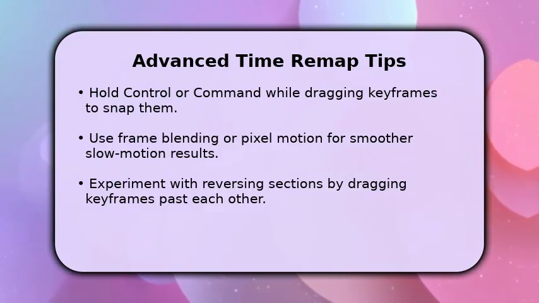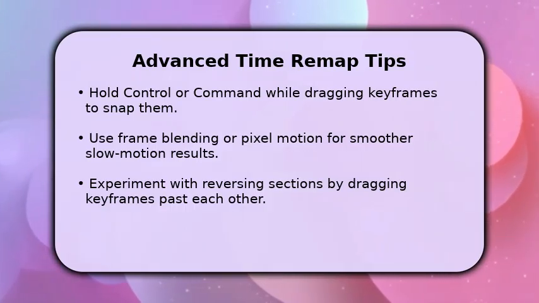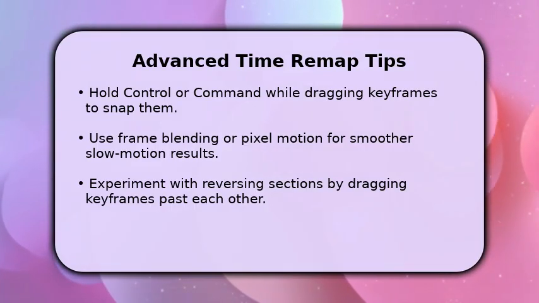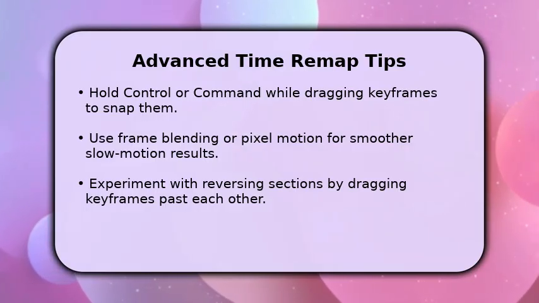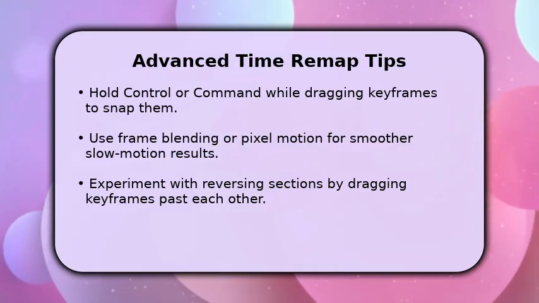specific frames. When creating extreme slow motion, enable frame blending or pixel motion in your layer settings for a much smoother visual. You can even reverse a section of your footage by dragging a keyframe past another.